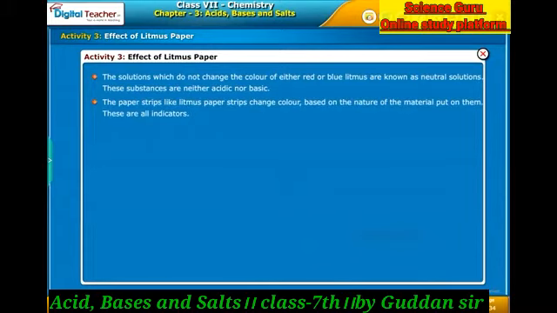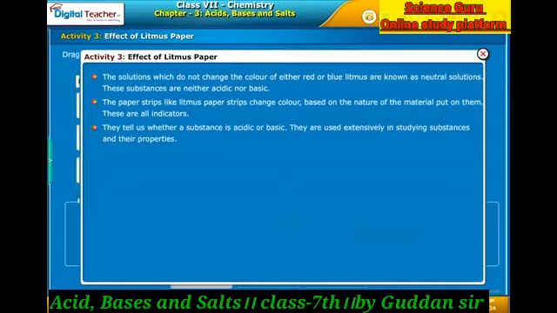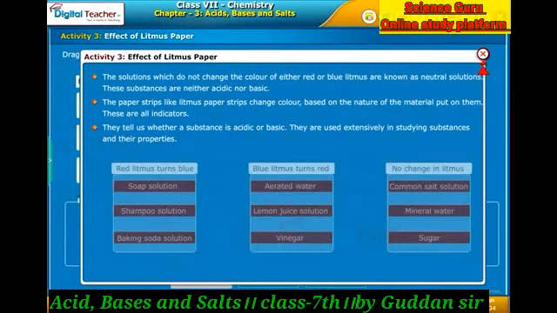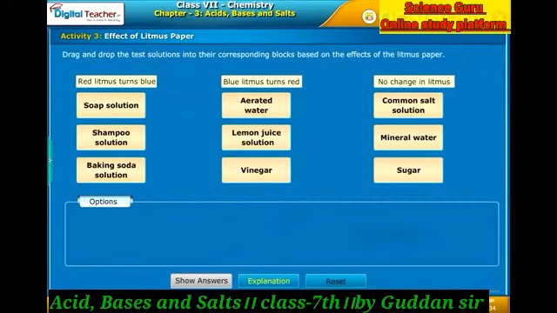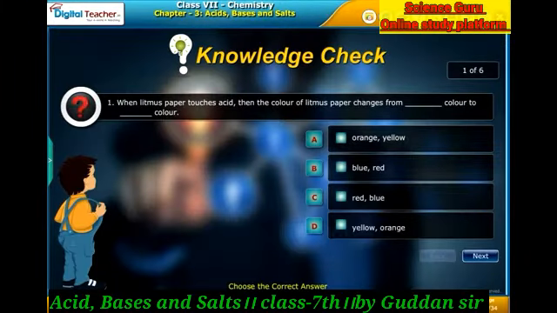The paper strips like litmus paper strips change color based on the nature of the material put on them. These are all indicators. They tell us whether a substance is acidic or basic. They are used extensively in studying substances and their properties. Knowledge check. Attempt the following questions to check your understanding.